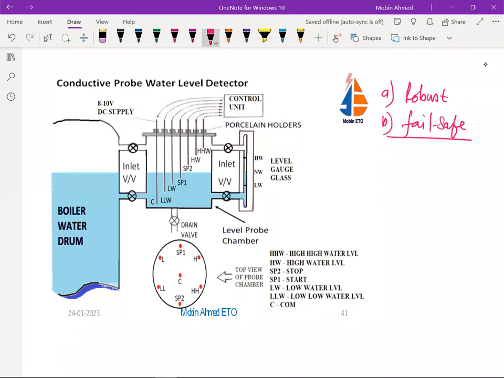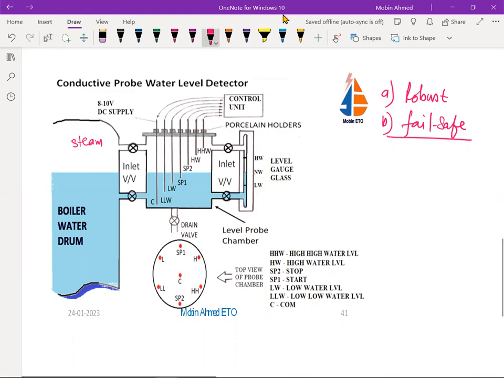Okay. This is how it is going to work. You can see here, this is the inlet valves. Here we are going to have the steam. And this side we are going to have the water level. So this is the steam valve and this is the water level valve. This is the chamber, this is the level probe chamber. And we are going to have the level gauge glass also. Now there are porcelain holders because this is a conductive probe, that is generally the steel of different heights that is being put.